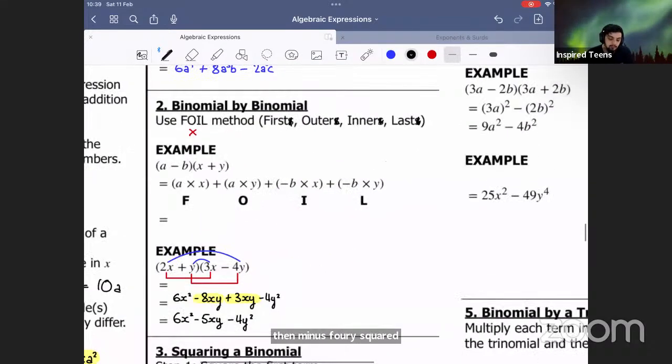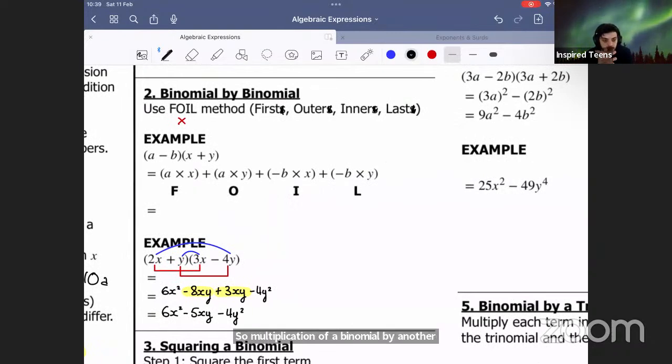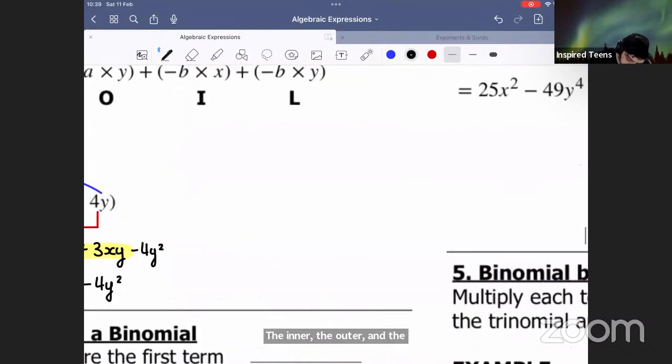So multiplication of a binomial by another binomial, we use the FOIL method, okay? And we multiply the first, the inner, the outer, and the last. Nice, well done. Let's do another example quickly.